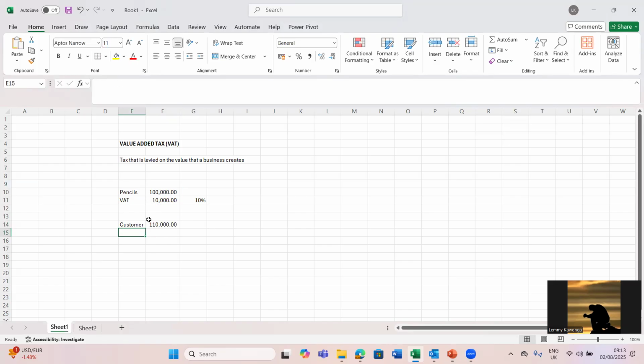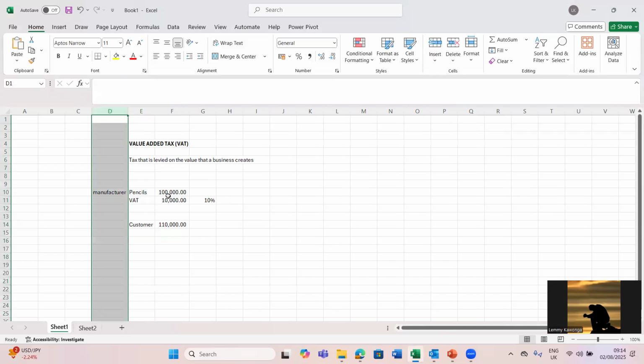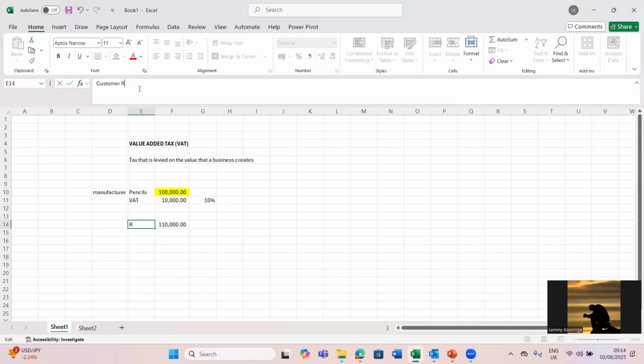So it is a tax that is charged on the value you have created. So for instance, this customer is a retailer. Here we're assuming that I'm a manufacturer. So as a manufacturer, I've charged my customer this amount. So this amount includes my profit as a manufacturer. So I sell these pencils to my customer who is a retailer.